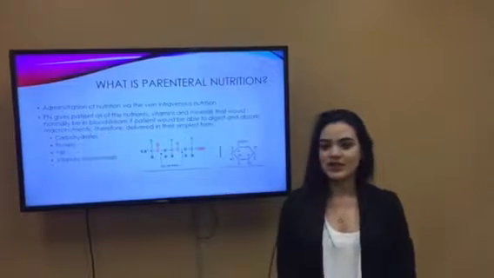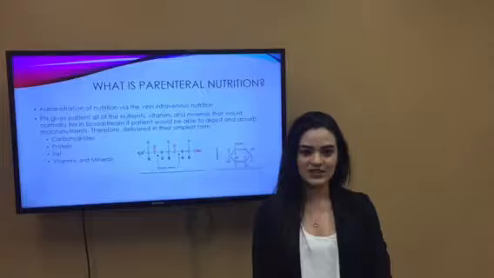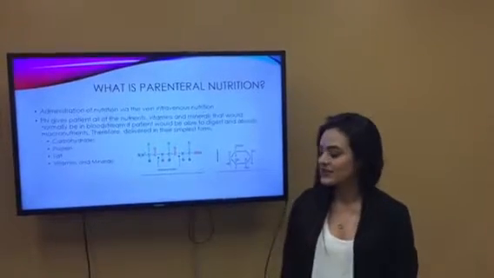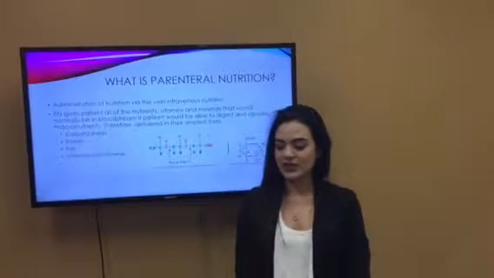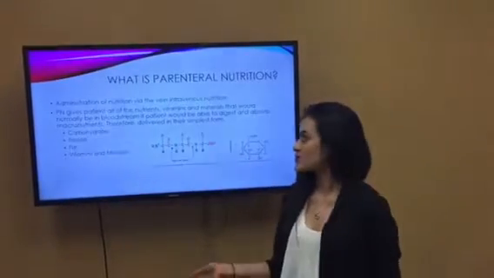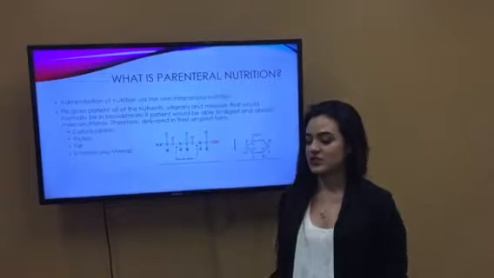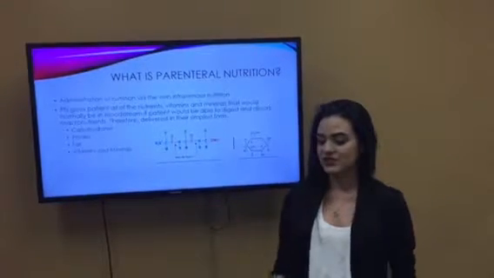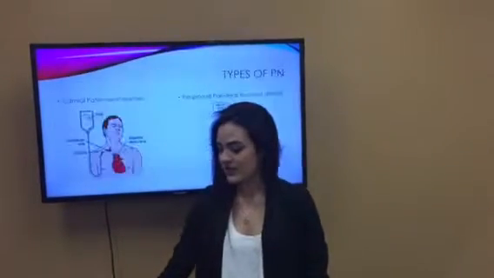So what is PN? PN is the administration of nutrition via the vein, so intravenous nutrition, and it gives patients all of the nutrients, vitamins, and minerals that they would normally have if they were able to digest and absorb macronutrients. The macronutrients are delivered to the patients in their simplest forms, such as carbohydrates, proteins, fat, vitamins, and minerals.